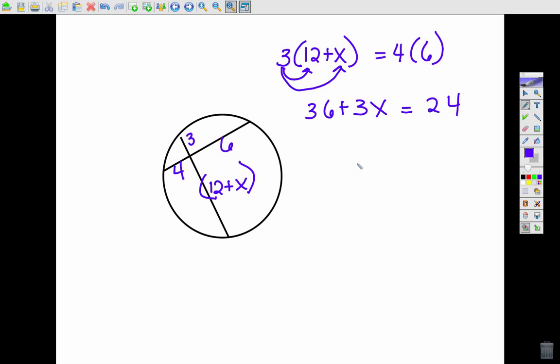4 times 6 is 24. I think this problem's not going to work out very pretty. I'm going to subtract 36 from both sides. I get 3x equals negative 12, and so x equals negative 4. All right, not a very pretty example, but it does work and it shows the process. All right, so that's it for this type of problem.